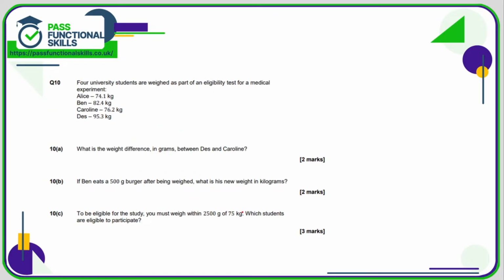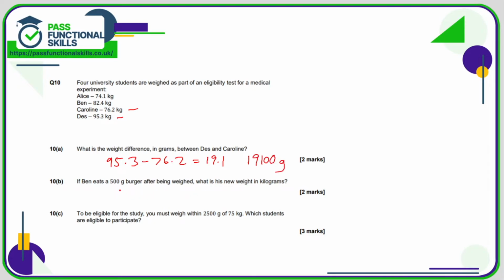Question number 10. What's the weight difference in grams between Des and Caroline? Well, we can use a calculator here, which is good news. So 95.3 minus 76.2, and that equals a difference of 19.1 kilos. And if you multiply that by 1,000, because we've been asked for some reason to give this weight difference in grams, 19.1 multiplied by 1,000 is 19,100 grams.